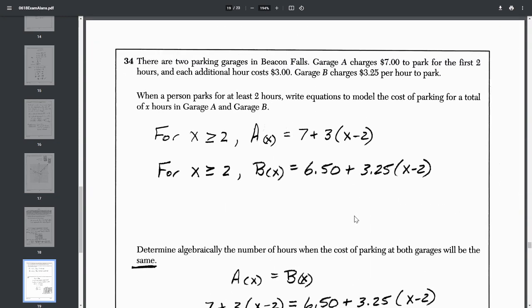Number 34 wants us to compare these two parking garages. So if x is greater than or equal to 2, this is the equation that they would use. And for x is greater than or equal to 2, this is the equation that this garage would use.